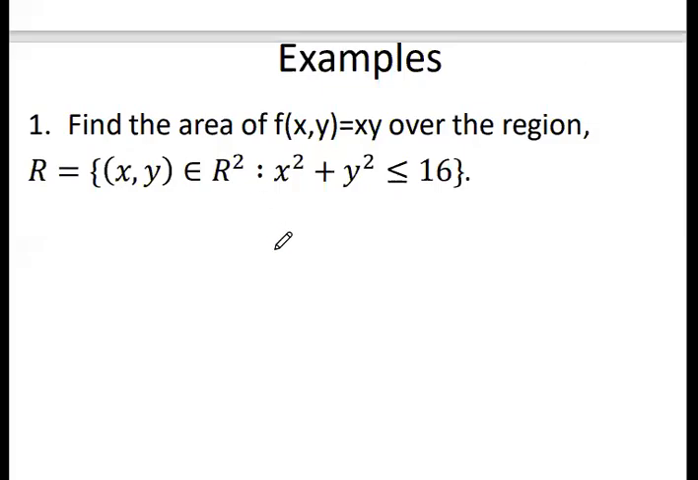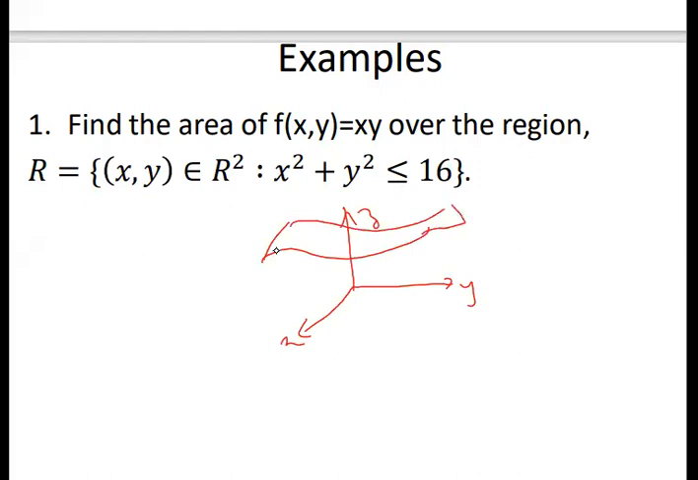Find the area of this function over the region. Let's draw a sketch a little bit, with x, y, and z. We don't need a good diagram. This is a circle centered at the origin with radius r equal to 4. This is the region R.